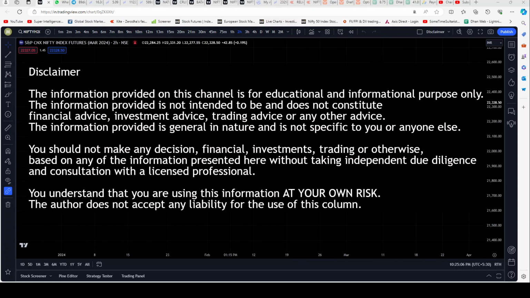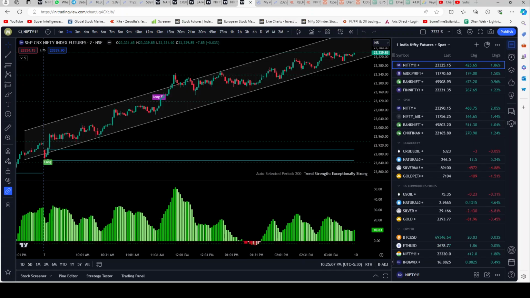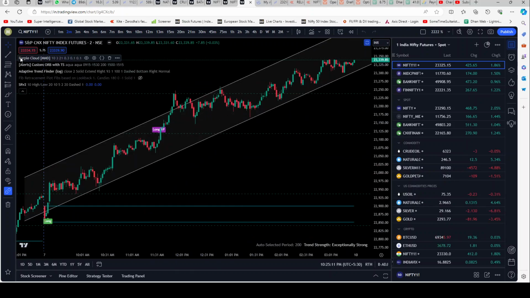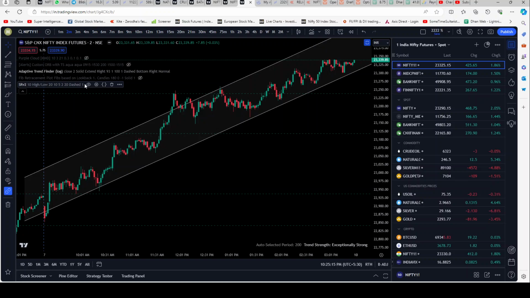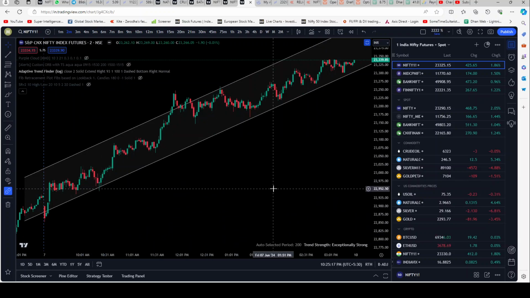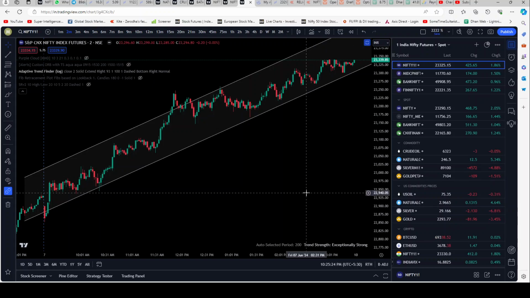So we'll go to a window where we shall eliminate all other indicators and only use Adaptive Trend Finder. That's it. So in this particular case, you see that I'm on the 2-minute time frame. I'm looking at Nifty 50 futures, and the only indicator that is currently working is the Adaptive Trend Finder.